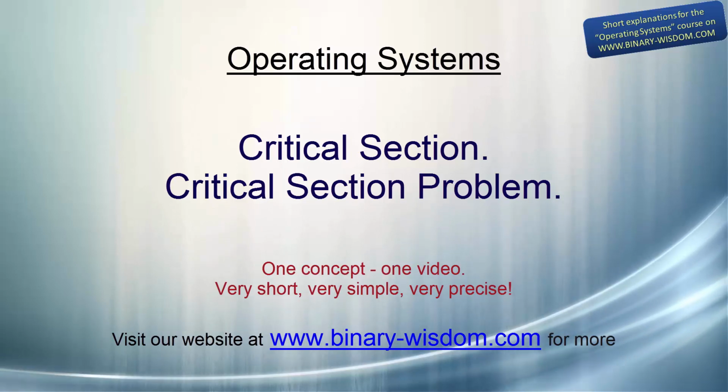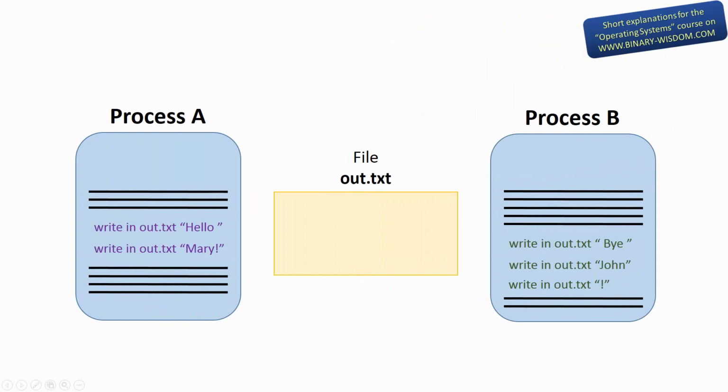For more on this topic, see our video Process Synchronization Race Condition. A common approach to using shared resources is this. Make sure that while one process uses a shared resource, no other process uses it. So only one process uses a shared resource at a time.